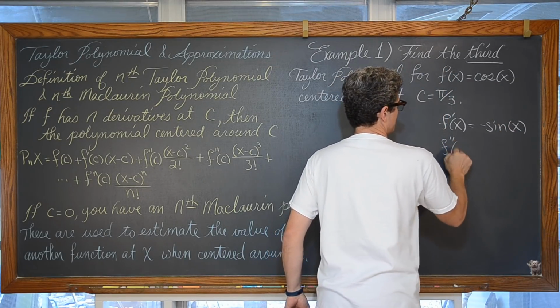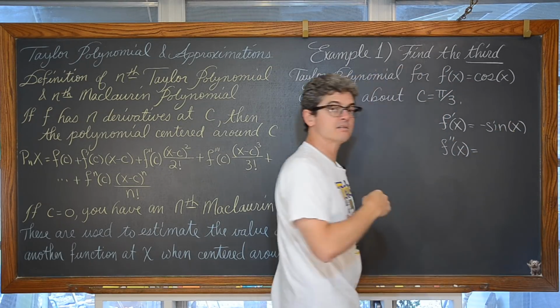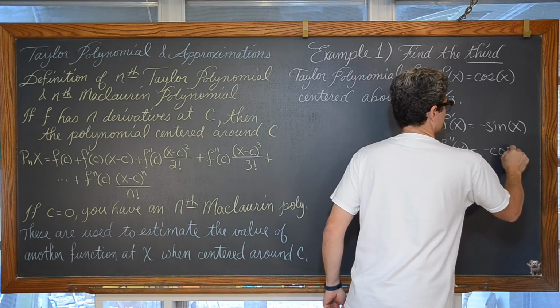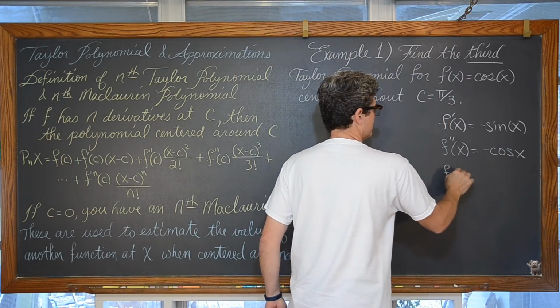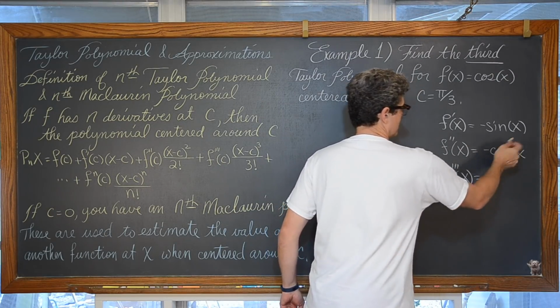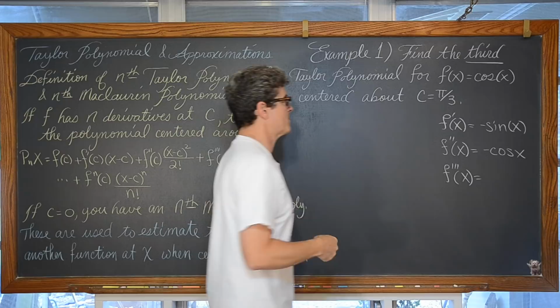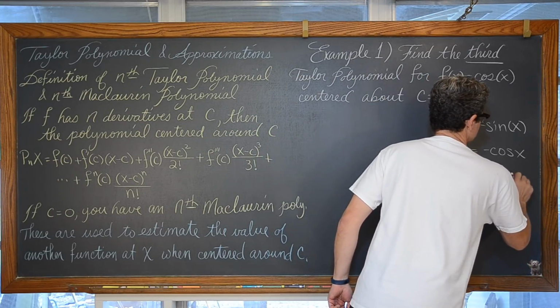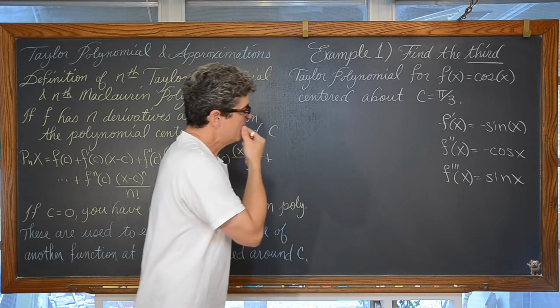F double prime of x, the derivative of sine is cosine, so we have negative cosine of x, and f third derivative of f of x. Again, the derivative of cosine is negative sine, so we're back to positive sine of x.